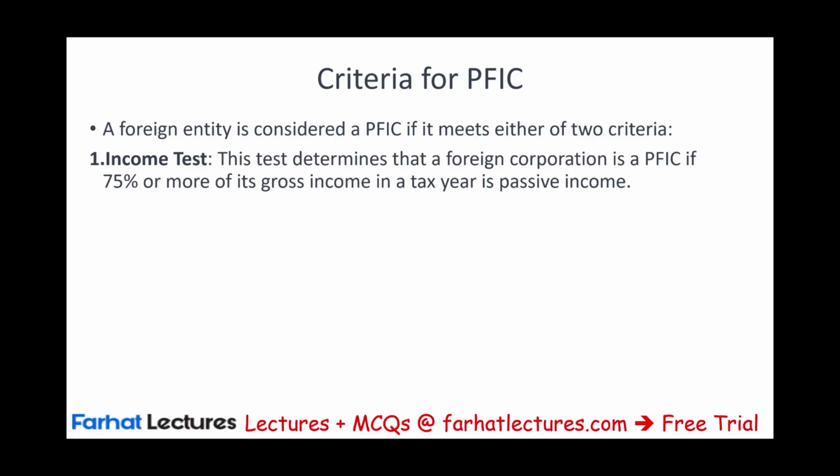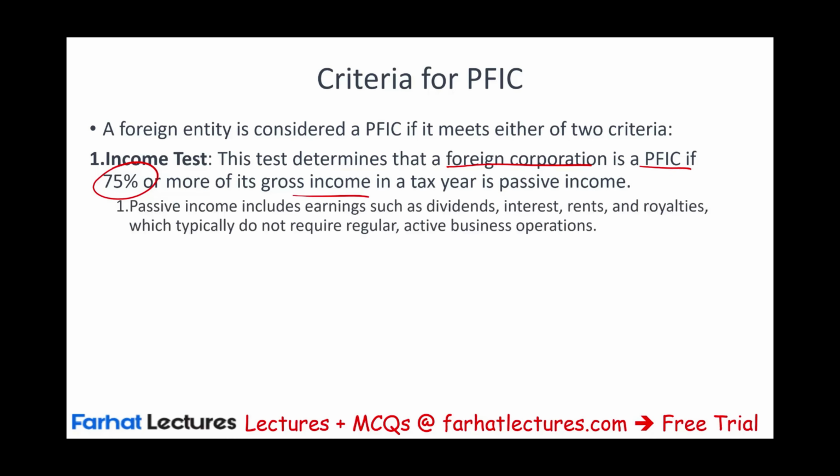First is the income test. This test determines that the foreign corporation is a PFIC if 75% or more of its gross income in a tax year is passive income. What does passive income include? It means the majority of their income is dividends, interest, rent, royalties. Those are passive income. If 75% of their income is passive income, well, guess what? Then you are investing. This is a passive investment. Therefore, you are subject to taxation on this income in the year you earn it. It doesn't matter whether it gets distributed or not.